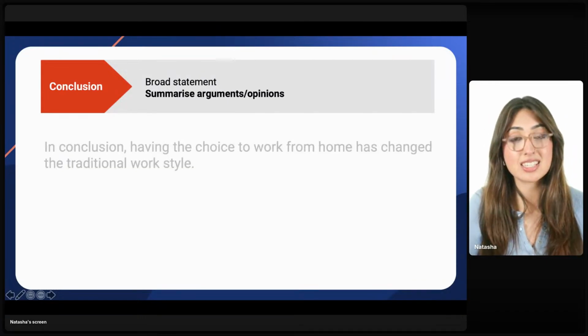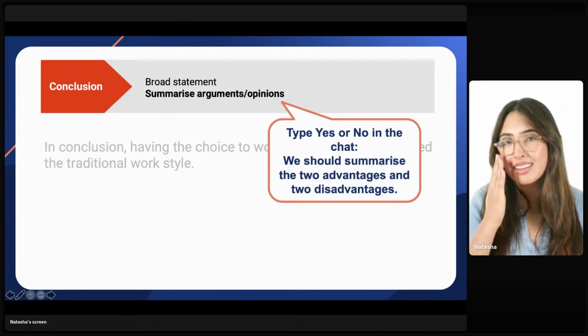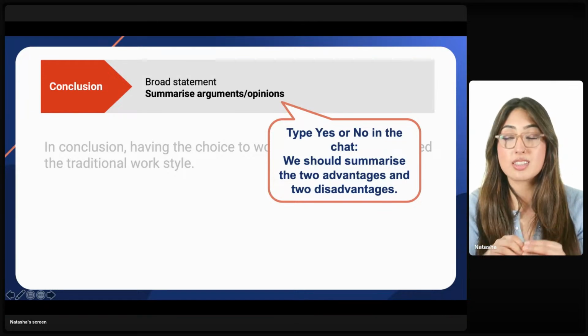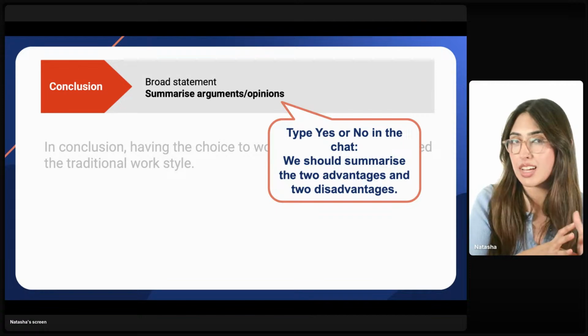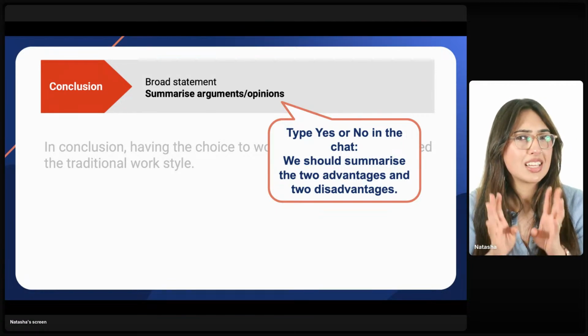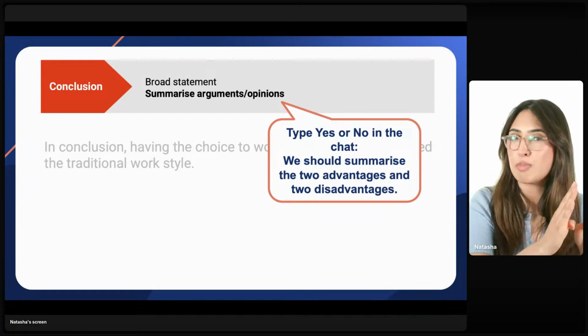I then need to summarize my arguments and my opinions. So let us know in the chat, yes or no. Should we summarize the two advantages and disadvantages? Should we just say there are advantages and disadvantages? Yes or no? Should we summarize both the advantages and both the disadvantages?